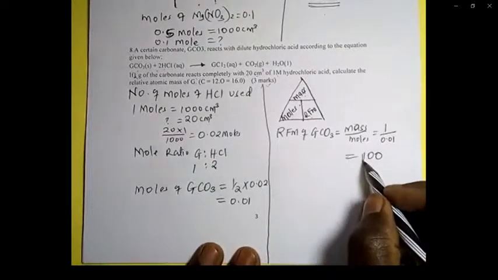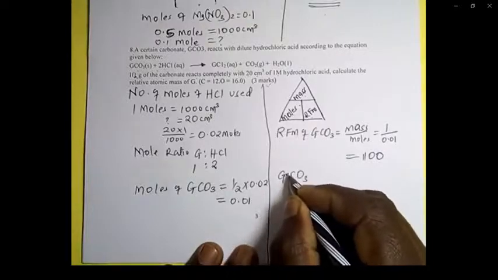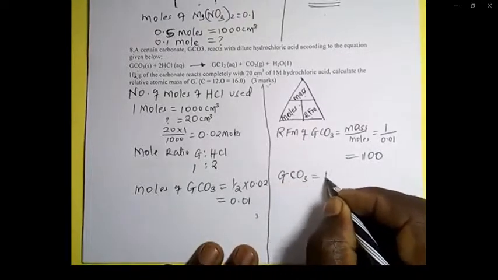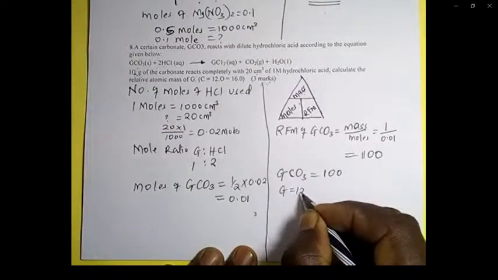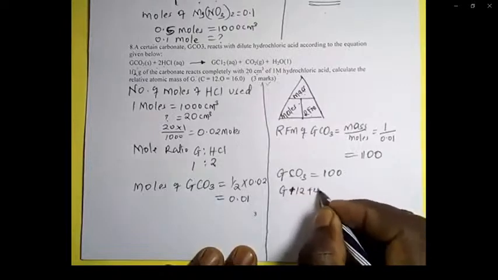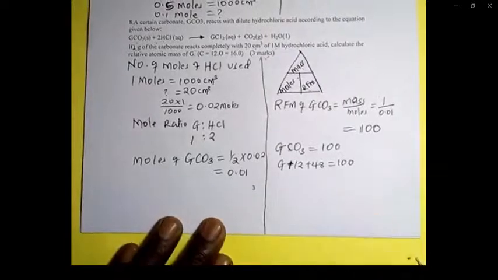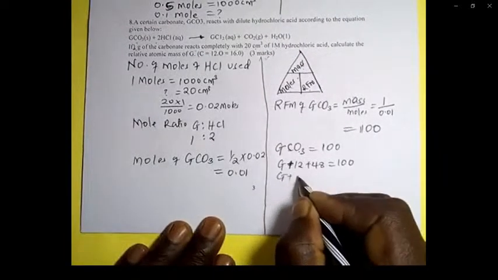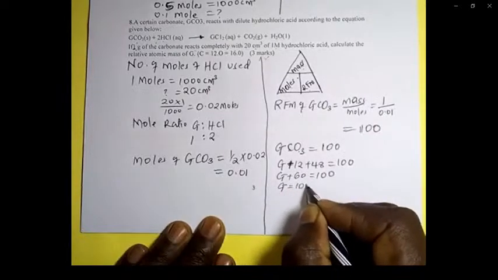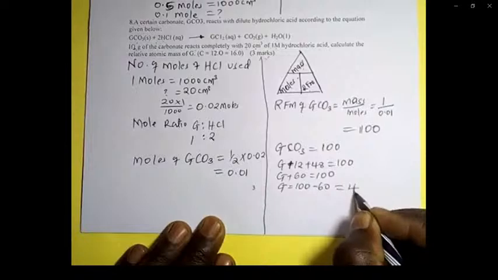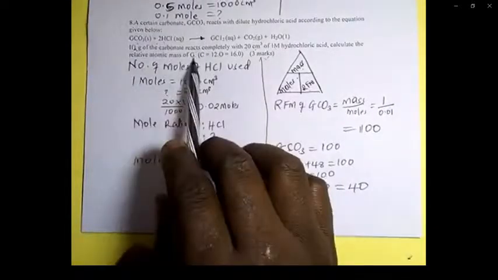Now since we have the RFM, meaning that for G carbonate, when you add the mass of each element, the answer should be 100. So G plus 12 plus 16 times 3, which is 48, will give us 100. G plus 60 will give us 100. So G equals 100 minus 60, and that is 40. So the relative atomic mass of G is 40.